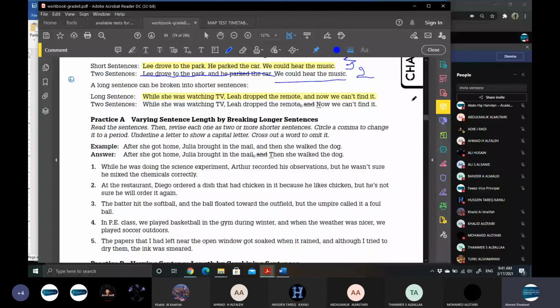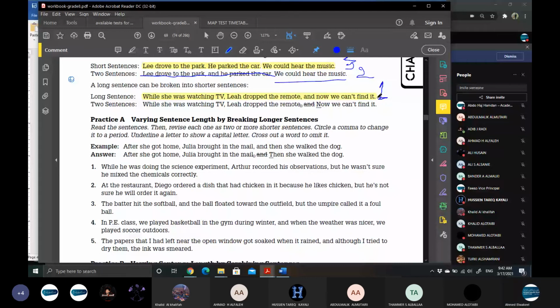Two. What are the two? Lee dropped the remote. Oh, it's one. Why is it one? Because all of it is just one sentence. We have only one period. But this sentence is what? A compound, a complex, or a compound complex? Compound complex. Very, very excellent. So the compound complex now consists of one sentence and three clauses.